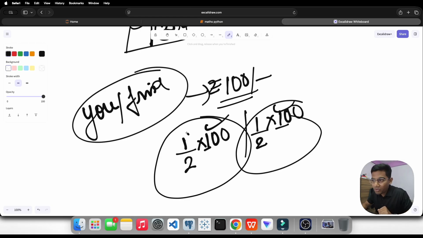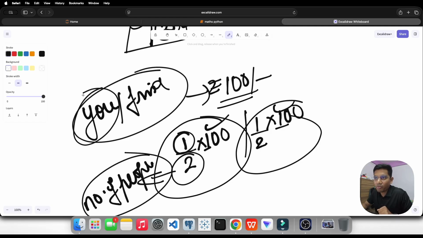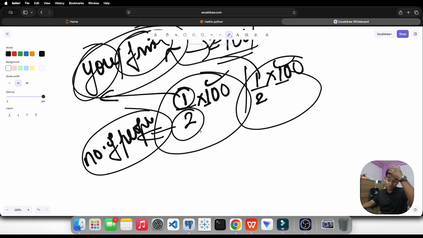50-50 of 100 means you will say 1 by 2. 2 is what? The number of friends, the number of people, I mean to say. The number of people is 2, you and your friend. And 1 is what? How much you are giving. That's it. Same for your friend as well. So this is part of a whole.